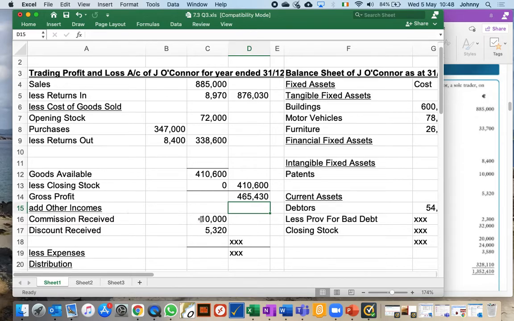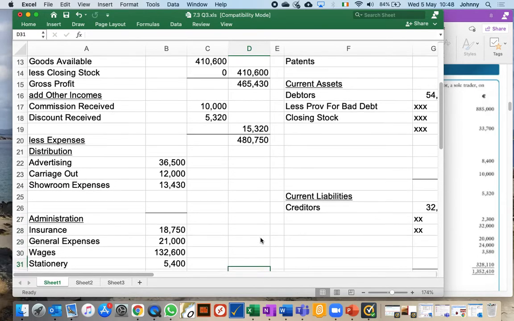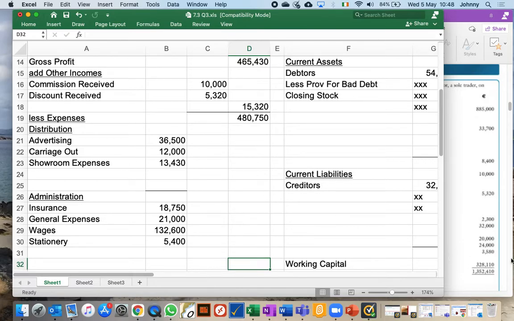Okay. Moving on to our other incomes. We have two other incomes. I put them in the middle column. I'll add them and I'll have a total for those two. And I'll put that in the right-hand column. So we'll have gross profit plus other incomes gives me a new total. And then we're going to take away our expenses from that new total, and that will give me my net profit. Okay?